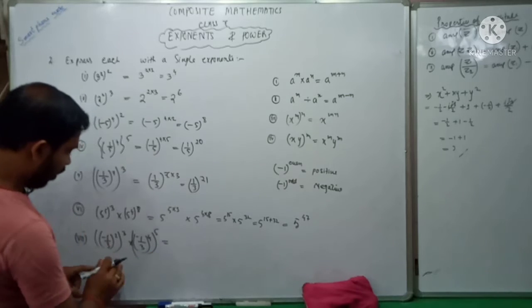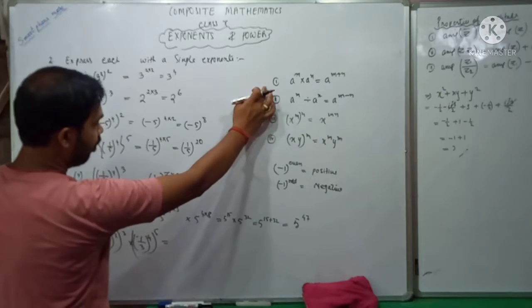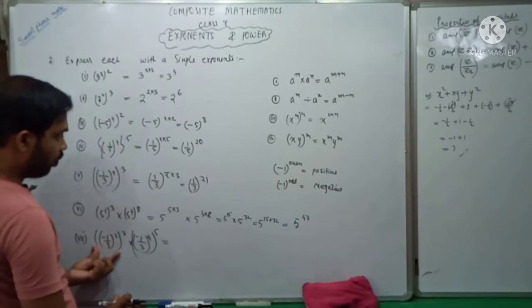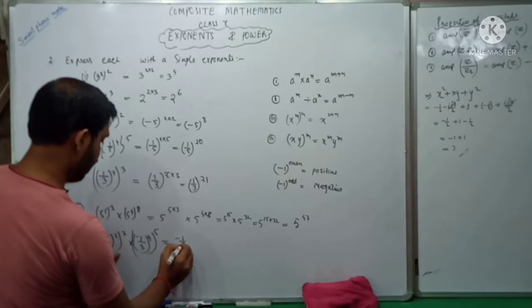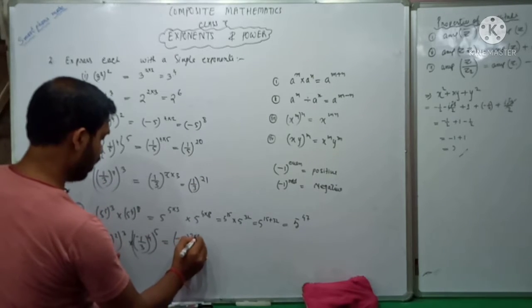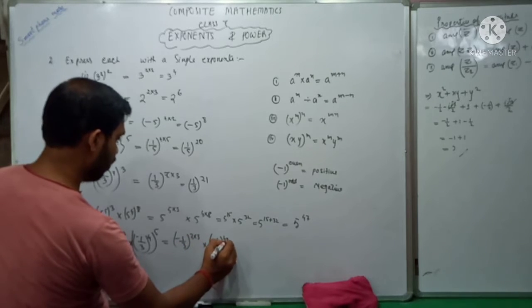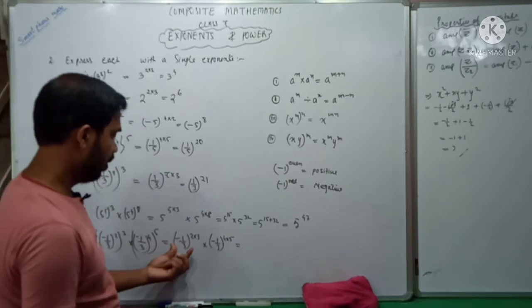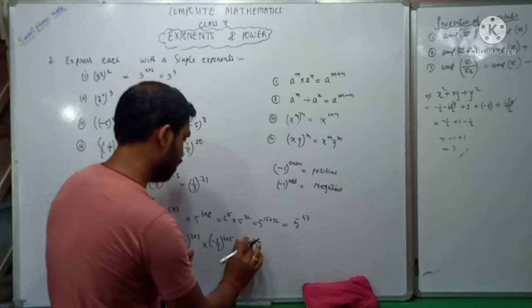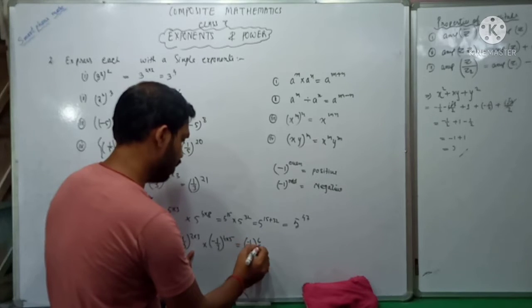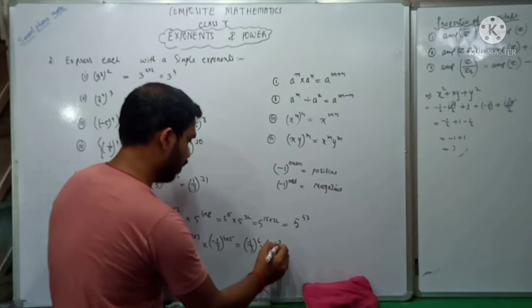So first I will do this part, again this part, then we will use this law. So first to solve this one we have to use this law. So it will be minus 1 by 3 whole power 2 into 3 into minus 1 by 3 whole power 4 into 5, which is equal to minus 1 by 3 whole power 2 into 3 is 6, into minus 1 by 3 whole power 5 into 4 is 20.